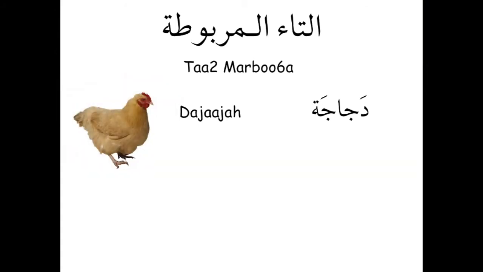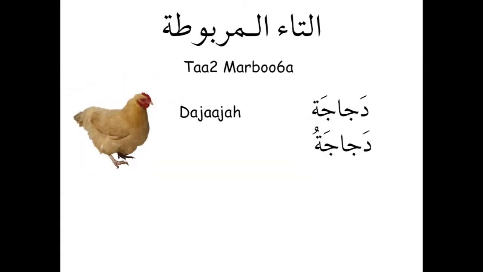Consider this word. Let's spell it out. A dal with a fatha is da, a jim with a long vowel is ja, and then a jim with a short fatha is ja, and then the ta al-marbuta here doesn't have any vowel, so we're gonna pronounce it like a ha, which makes ha, which means dajaja. Dajaja, which is a chicken.